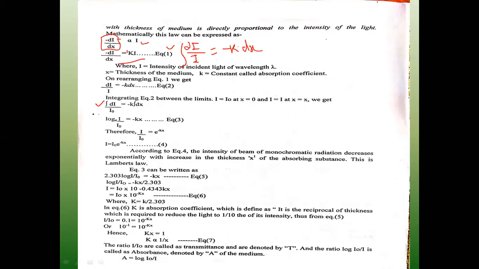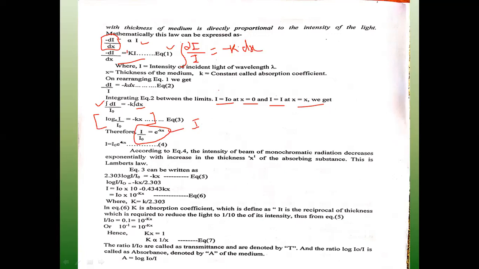After integrating, we get this equation. Integrate with the limits: I is equal to I0 when x is equal to 0, and I is equal to I when x is equal to x. These two conditions, these two limitations. Okay, so log of I upon I0 is equal to minus k into x. Now the integration of dx is just x, and the integration of dI gives I. Then we get this equation. Then again solve it. So the log has to be removed, so it is transferred as an exponential. So I upon I0 is equal to e to the power minus kx.